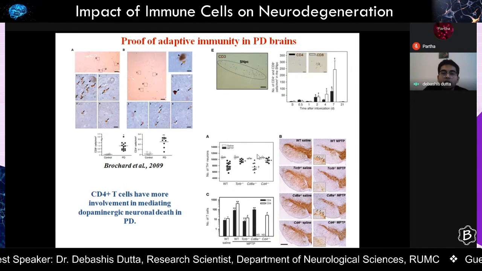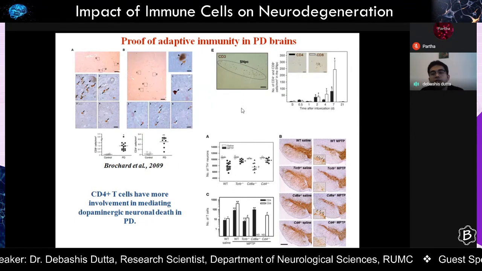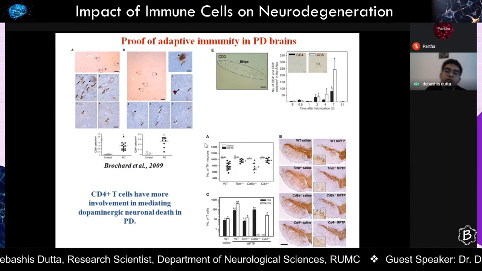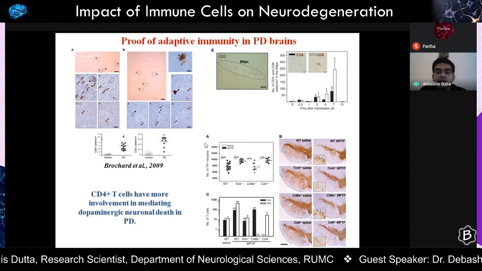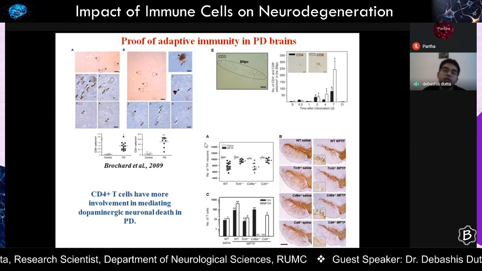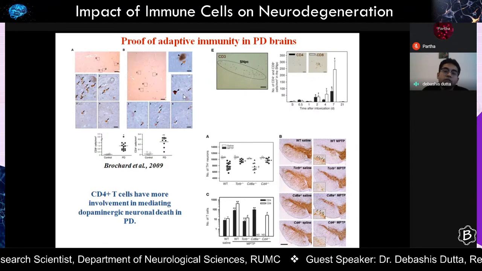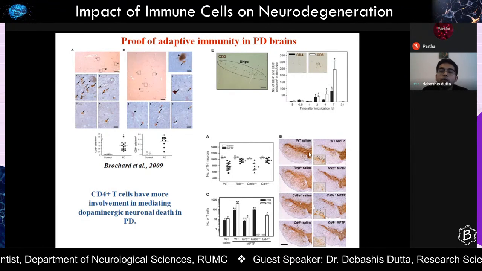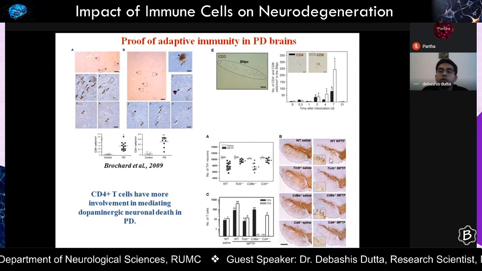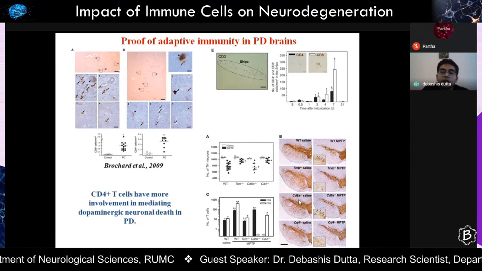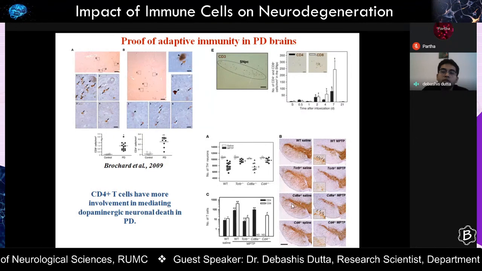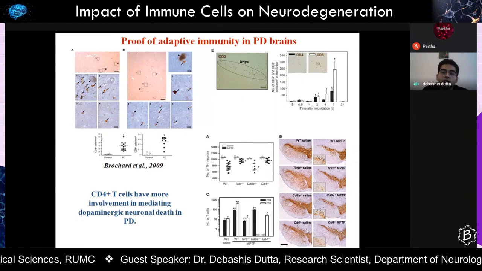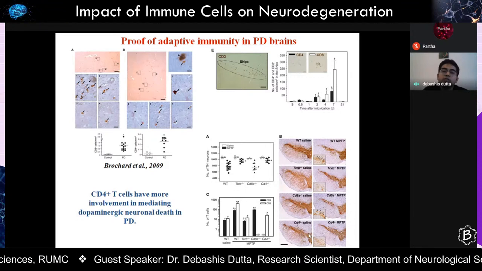And ultimately, they wanted to see what happens if we nullify T cell receptors or CD8 or CD4 in these transgenic mice, whether they are still susceptible to MPTP or not. As you see, the wild type mouse is very much susceptible to MPTP. In CD8 minus mice, they are also equally susceptible to MPTP. But in case of CD4 minus transgenic mice, they are not that susceptible to MPTP.